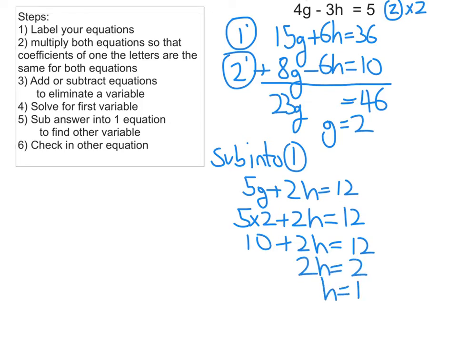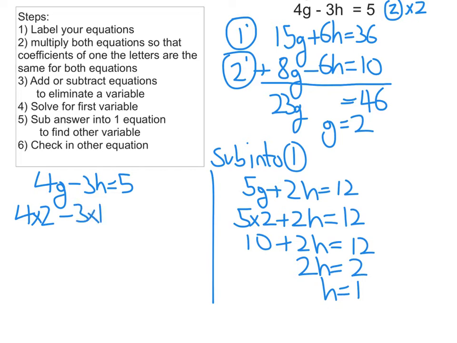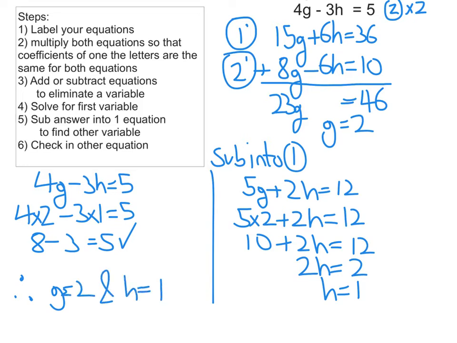h equals 1. Let's check those here in the second equation. 4g minus 3h is equal to 5. So 4 times what g is, well, g is 2. Take away 3 times what h is, which is 1. So I'm going to have 8 take away 3 equals 5, which it does. Therefore, my answers are g equals 2 and h equals 1.